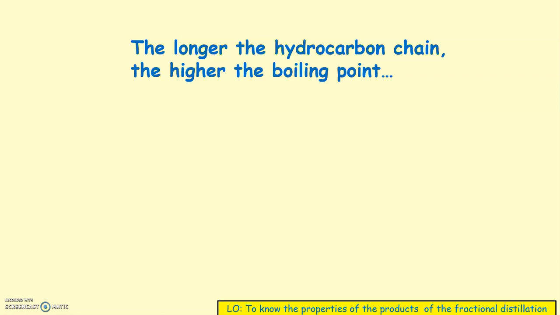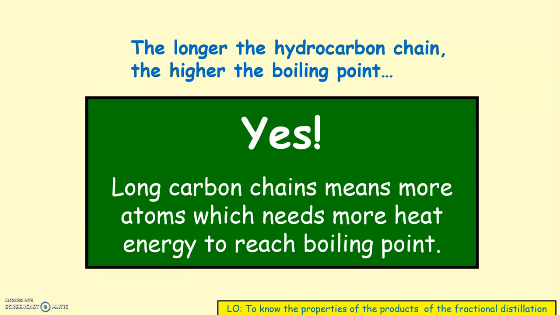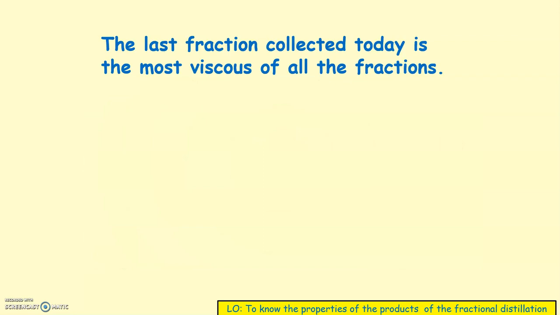Next one. True or false? The longer the hydrocarbon chain, the higher the boiling point. True or false? Excellent, yep, that is true. The long carbon chains mean more atoms, which needs more heat energy to reach the boiling point. More bonding between the atoms is the key point. The more bonds there are, the more heat energy is required to break them. Excellent.